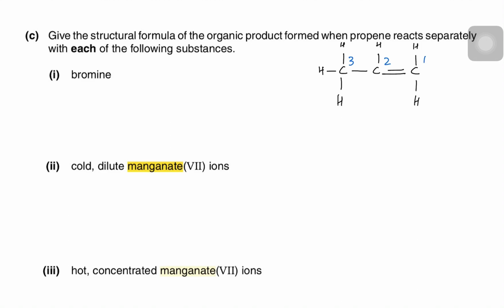When you react it with bromine, which is Br2, both carbons receive one atom each. There is no major and minor product here because both carbons will receive bromine. Draw the exact structure. Don't change the reactant. Just remove the pi bond. One carbon gets one bromine atom, another gets the other bromine atom.